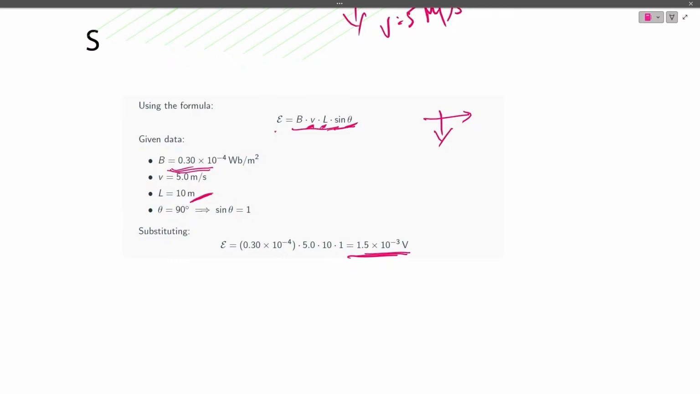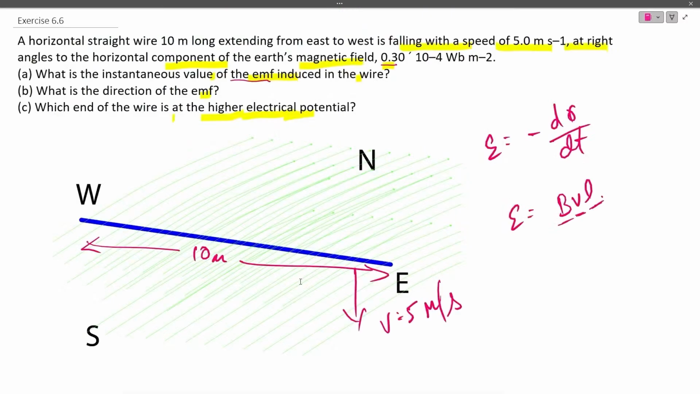Now for the direction of EMF, we use the right hand thumb rule. So this is the vector V, this is vector B, and this is 90 degree between them. The right hand thumb rule says that the direction of the cross product of two vectors is along the thumb. So when V cross B is taken, the direction will come from west to east. That's how we know that the EMF is directed from west to east.